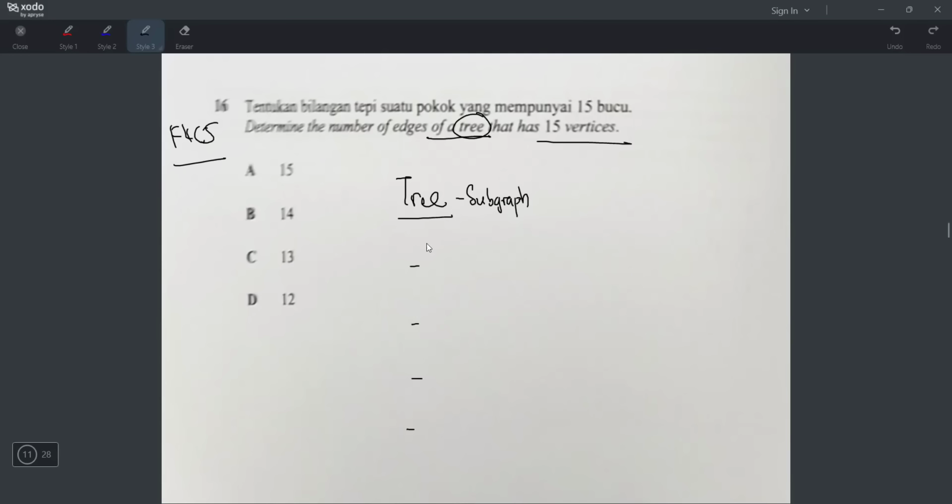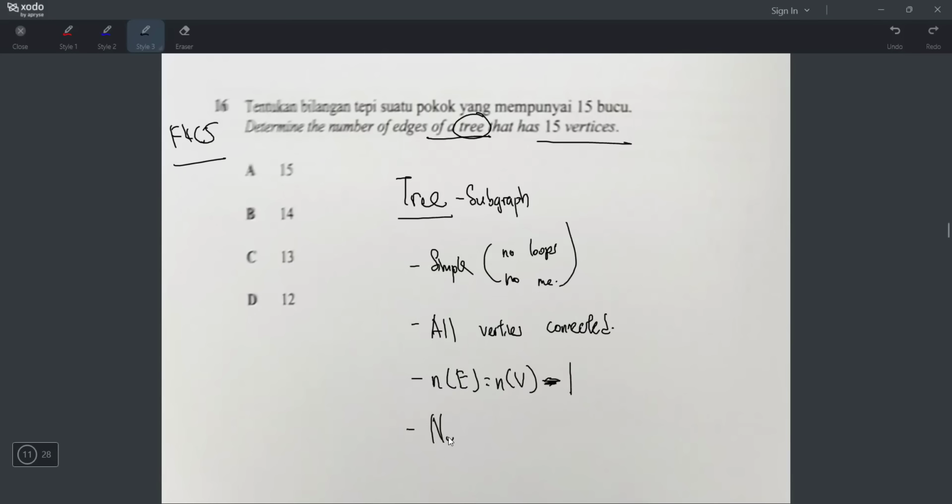But you have to consider the 4 characteristics. First one, it has to be a simple graph. It means no loops, no multiple edges. Next one, all vertices must be connected, which means it cannot have any isolated vertex. And then the third one is the number of edges has to be NV minus 1 always. And then the last one is no cycle. So that is the characteristic of a tree that you have to memorize. You have to remember all this.